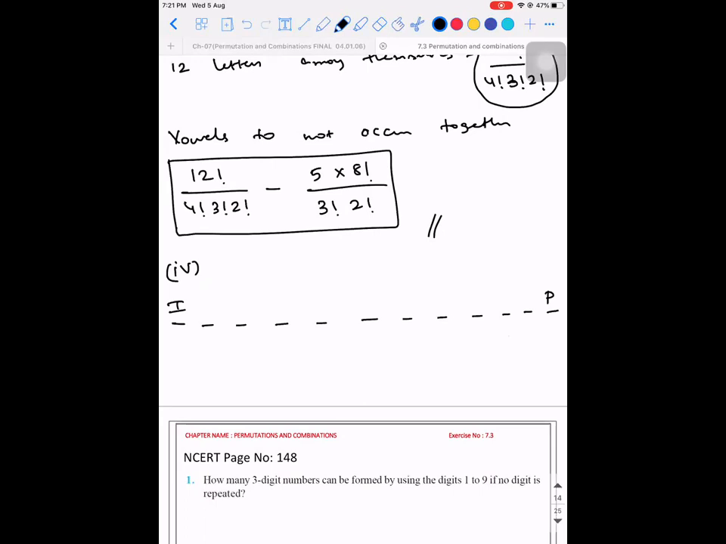10. So the 10 letters among themselves, with repetitions, can be arranged in how many ways? 10 factorial divided by 4 factorial into 3 factorial into 2 factorial. Very good. That's the answer. So that's the required answer. Okay, I hope it is clear.